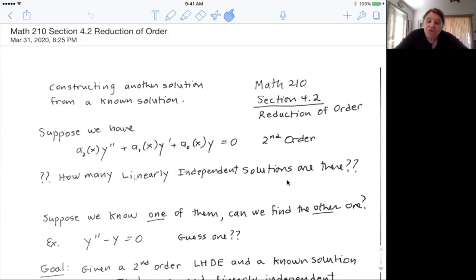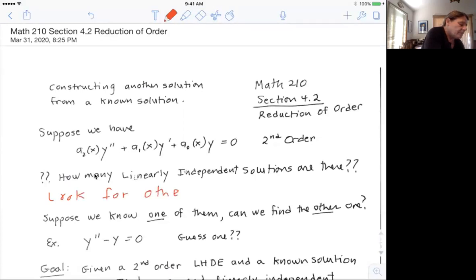So there would be two linearly independent solutions there, and what we're doing is looking for the other one. We're given one, and we're going to look for the other. Let me give you an example, and then I'm going to work one specific equation, and then I'm going to go through it generically.